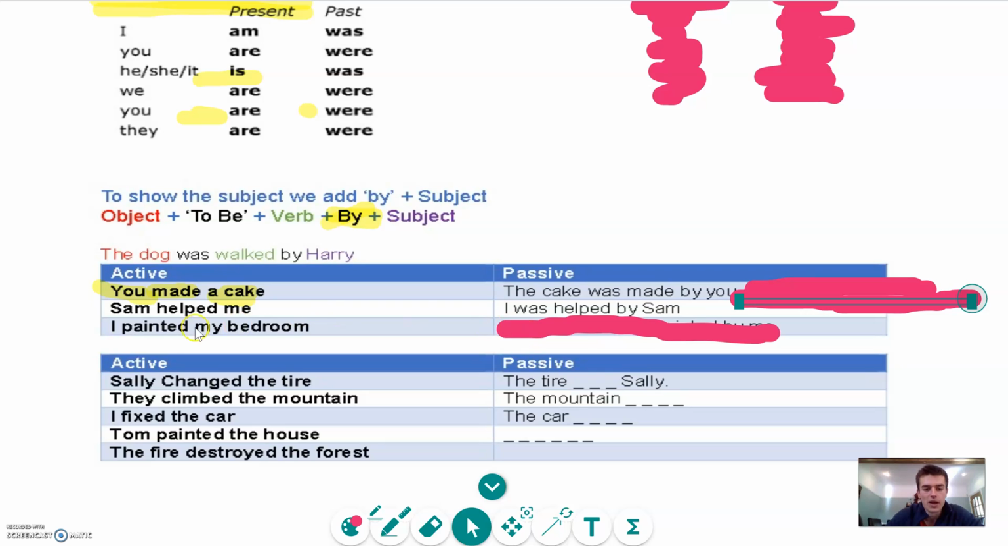And then next we have "I painted my bedroom" in the active voice. When we switch that around to the passive voice, "my bedroom" moves to the front: "my bedroom was painted by me". So this is a chance to practice on some other versions which are a bit trickier, because you need to change a pronoun, me and I, depending on where it is in the sentence. That's good practice.